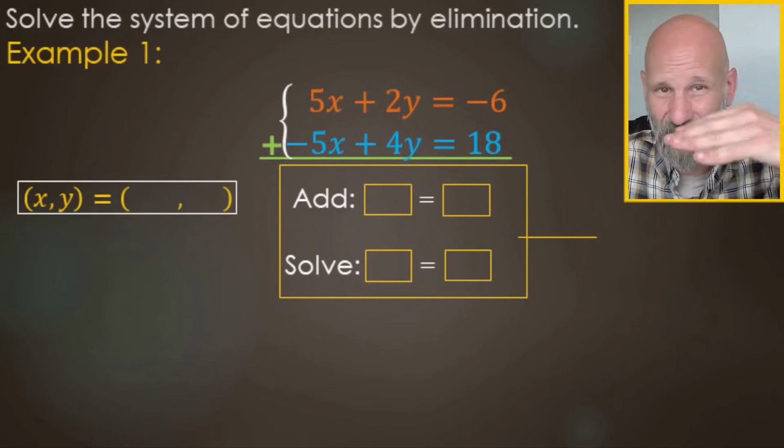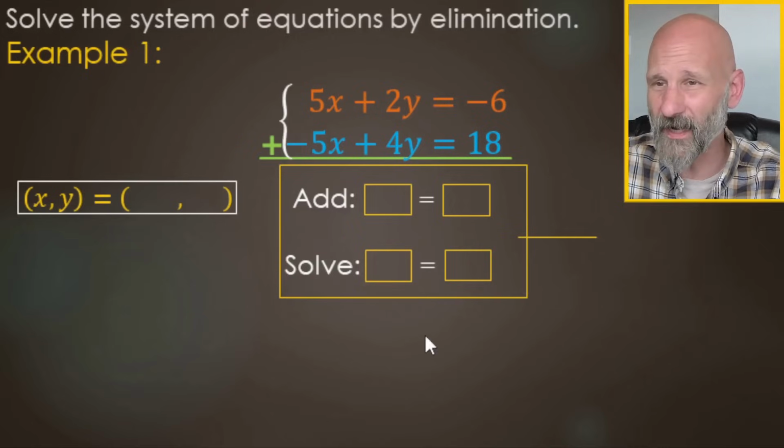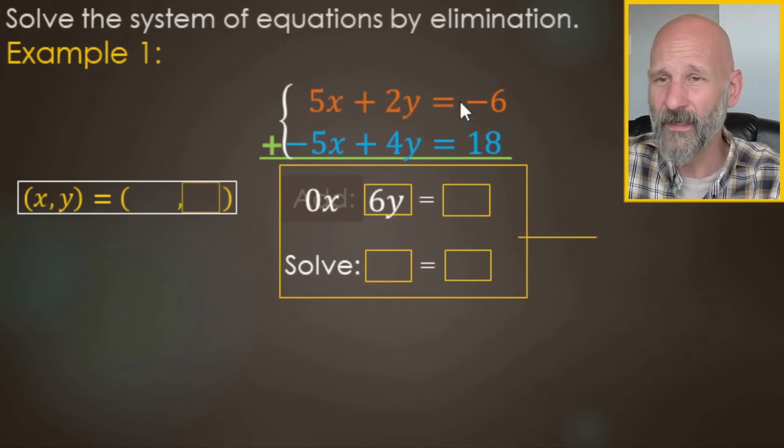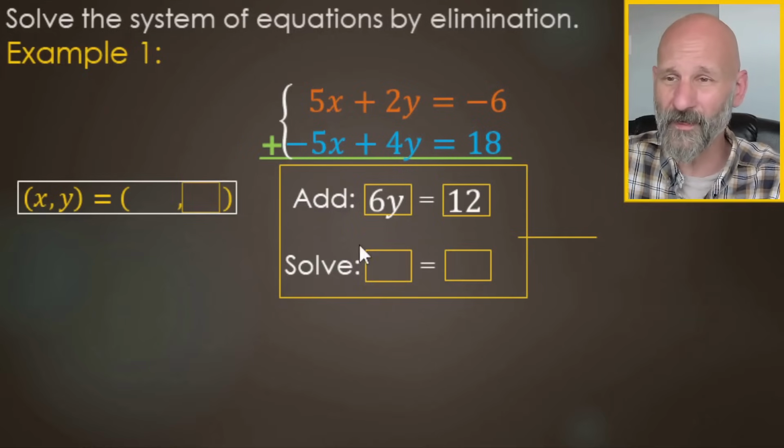So we're just going to add these two equations straight down. So 5x minus 5x makes 0x. 2y plus 4y makes 6y. And then we got the equal sign, and then -6 subtracted from 18 is going to make 12. So for this equation here, the x's were eliminated, and we're just left with 6y equals 12.